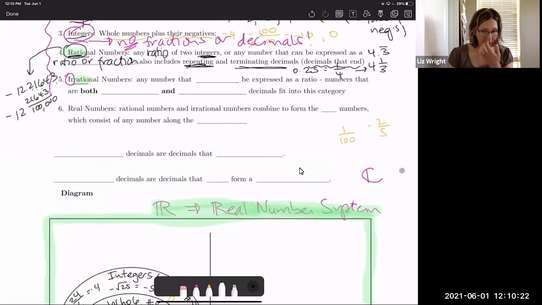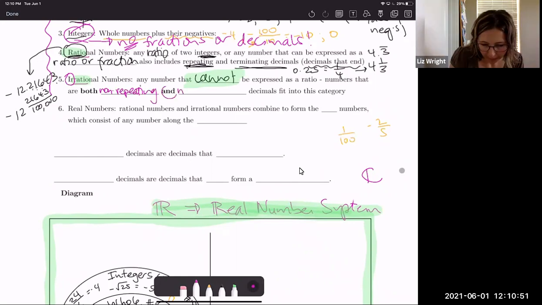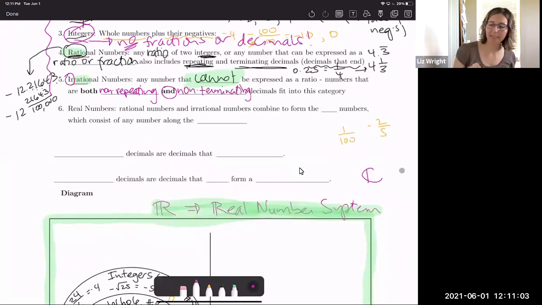I'm going to go ahead and talk about irrational, then I'll fill it in on the chart below. Irrational numbers are any number that cannot, I would highlight that, I would circle it, I would draw your attention to it, be expressed as a ratio. Numbers that are both non-repeating and non-terminating, they have to be both, non-terminating decimals. Terminating decimals don't fit into this category.